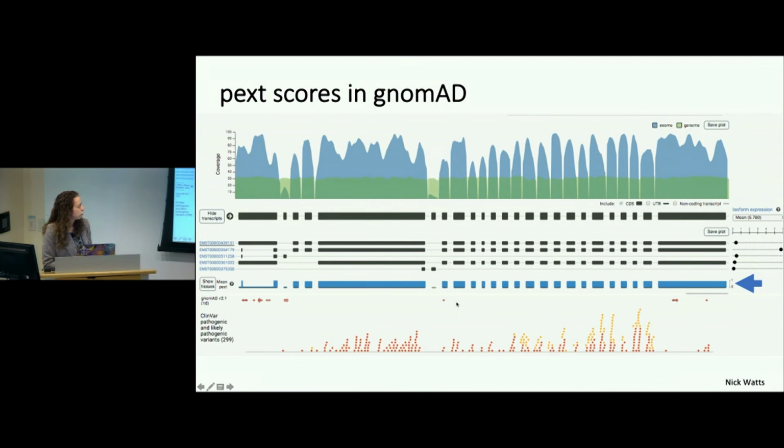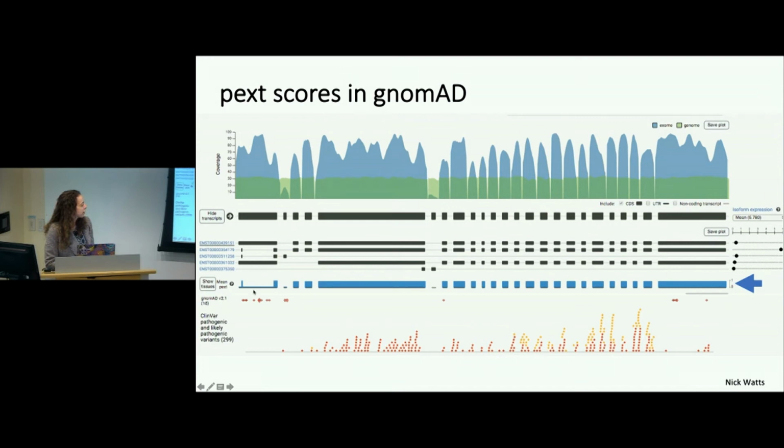And this is how the data is represented on the gnomAD site. So these are the PEXT scores, the proportion expressed transcript. It's the blue bar. Okay, it's the blue bar. And so you can see, this exon's highly expressed, this exon's very lowly expressed. And so when we look at loss of function variants in this gene, you'll see there's a large number of loss of function variants actually right here over this first and second exon.